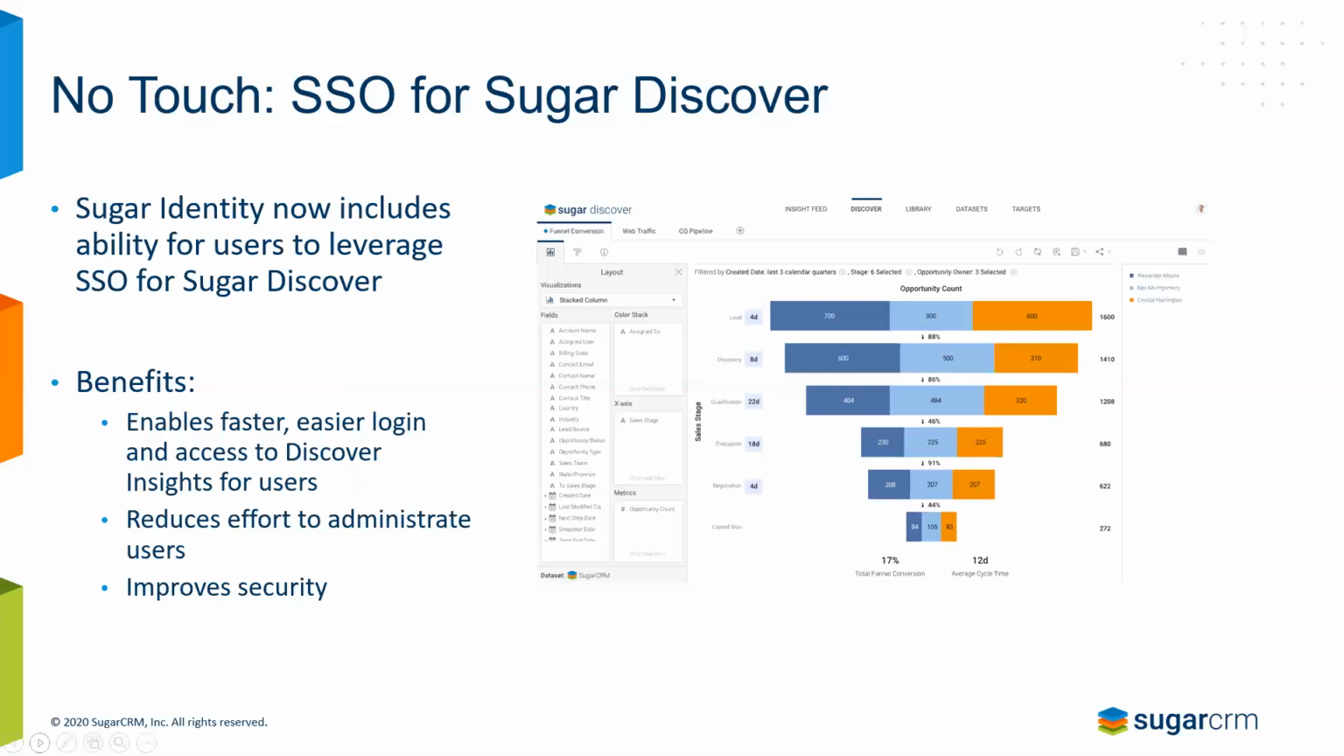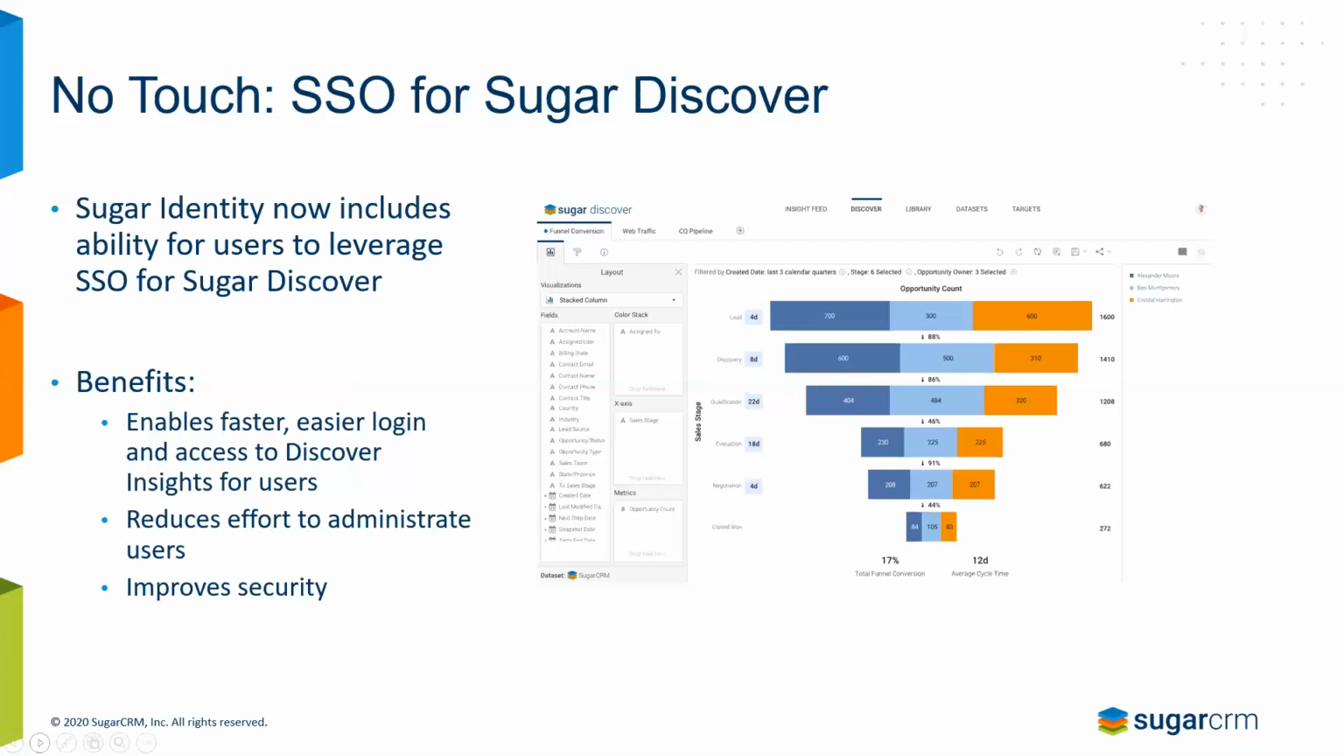And Discover, being a relatively recent acquisition of Sugar, wasn't part of that shared identity ecosystem yet. So one of the things we did with this last release is add Discover to that, to make it really easy and fast for users to go between, say, Sugar Sell and Sugar Discover without having to provide their credentials again.